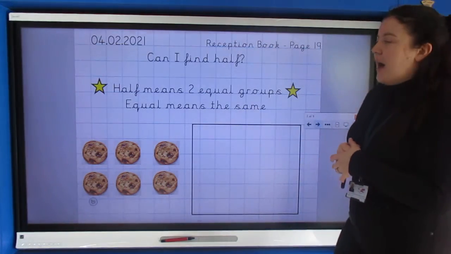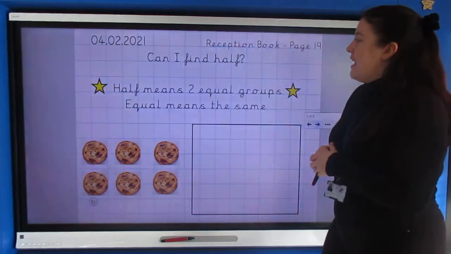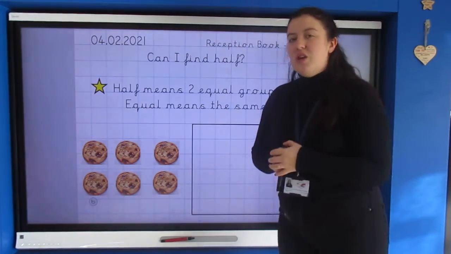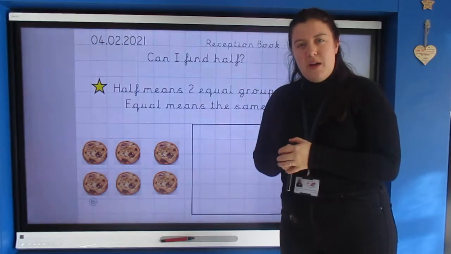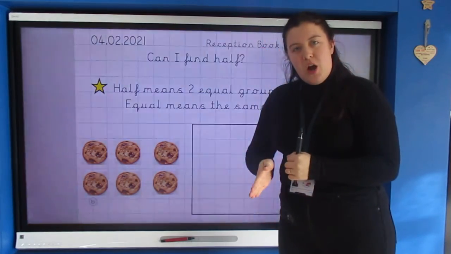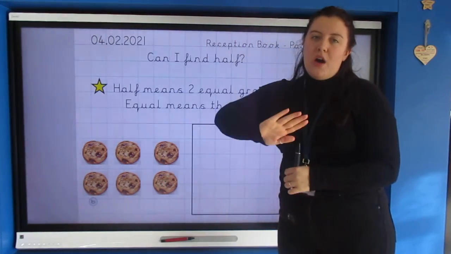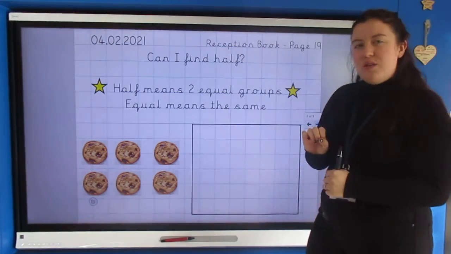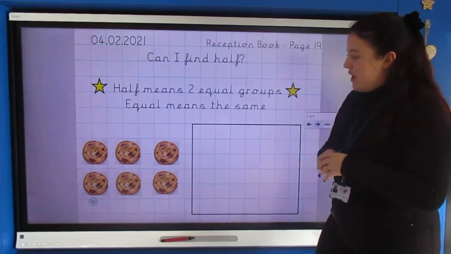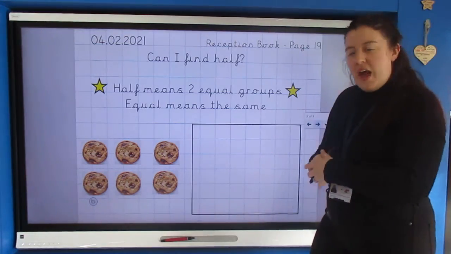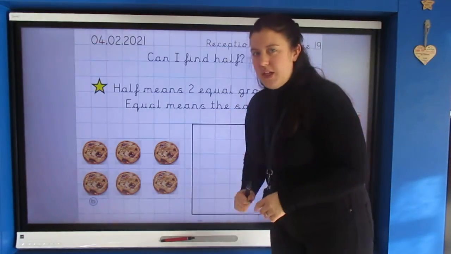Okay? So, our learning question today then is, can I find half? Now we found half yesterday. Can you remember when we had to cut the shape in half and colour in one part? Okay? And then we had to find half of an amount of shapes. Today we're going to do some sorting, and I've got some delicious cookies, okay?